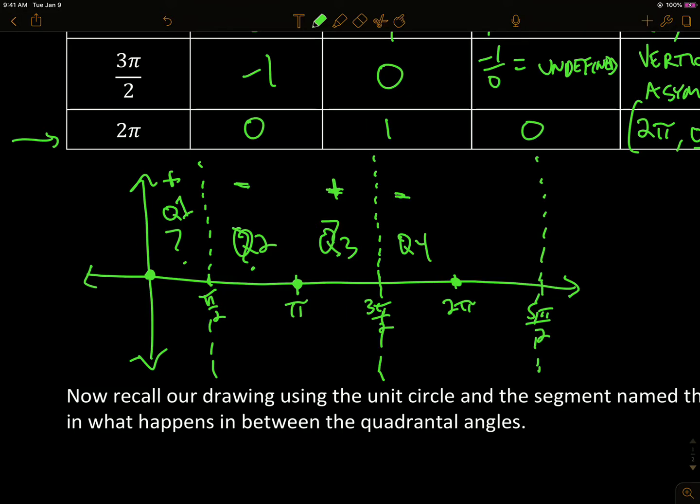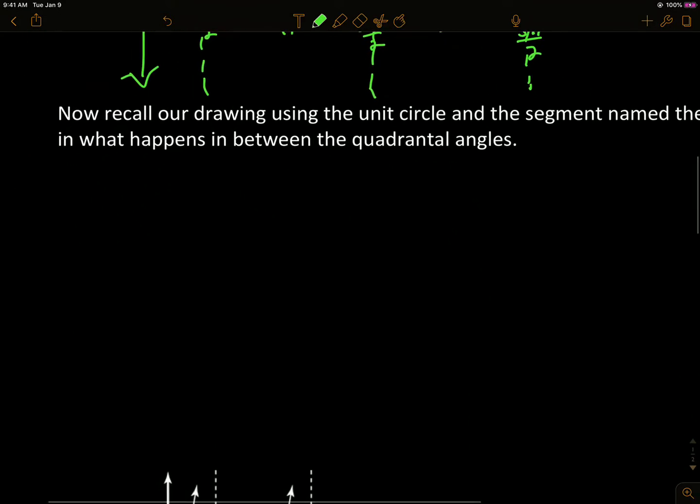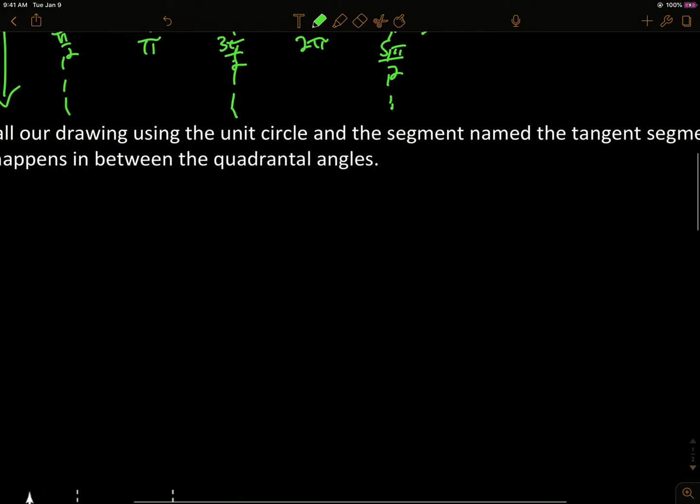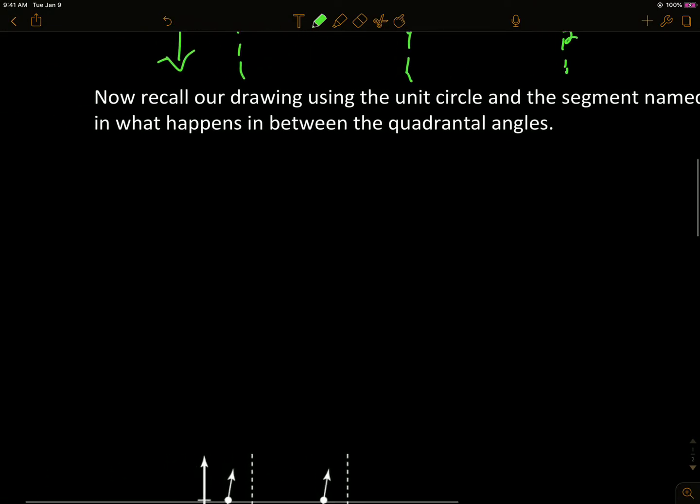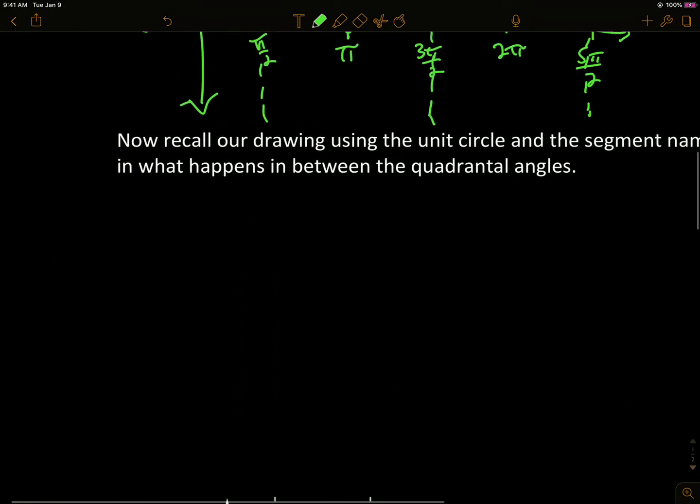To find out what else is happening, we're going to think about the length or the size of the tangent segment. We've already determined when it's positive and negative, so we're not going to think about whether it goes up or down, which makes it positive or negative. We're just looking at the size of it. So let's recall our drawing using the unit circle and the tangent segment to fill out what happens in between these gaps here.